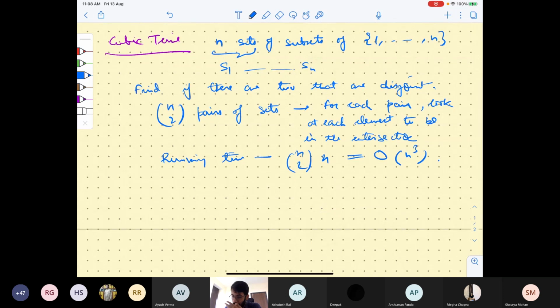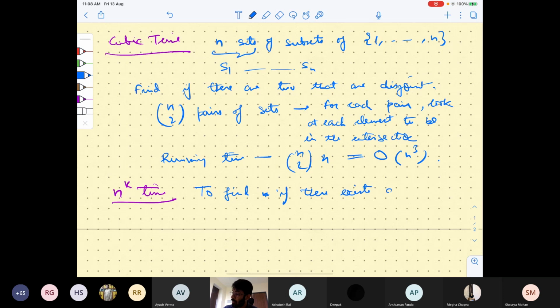Then we have some exponential times, not necessarily exponential, because the first one is polynomial for fixed k. So n to the k time, where k is fixed. Discrete math is a prerequisite, so you know what graphs are, and I'll be coming to graphs again. You know what an independent set is. The question is to find if there exists an independent set of size k.